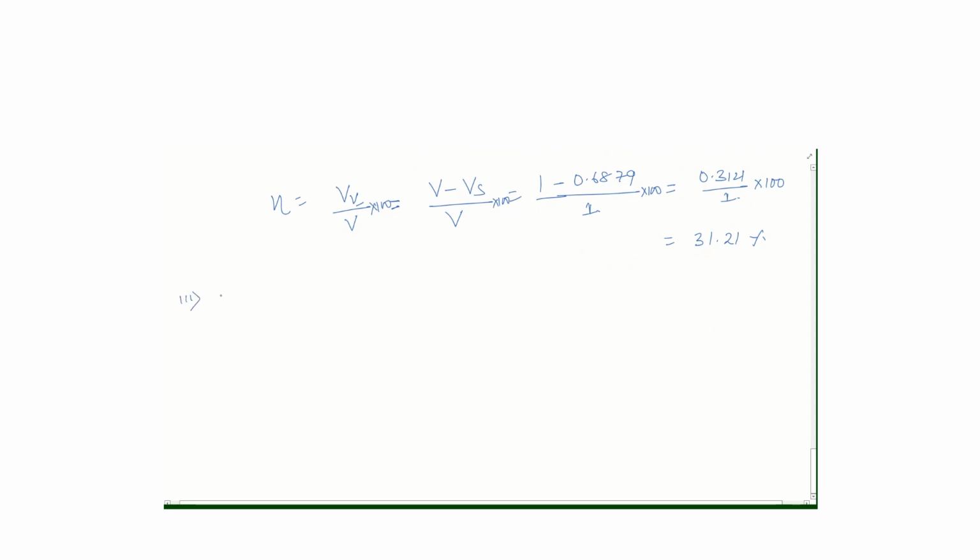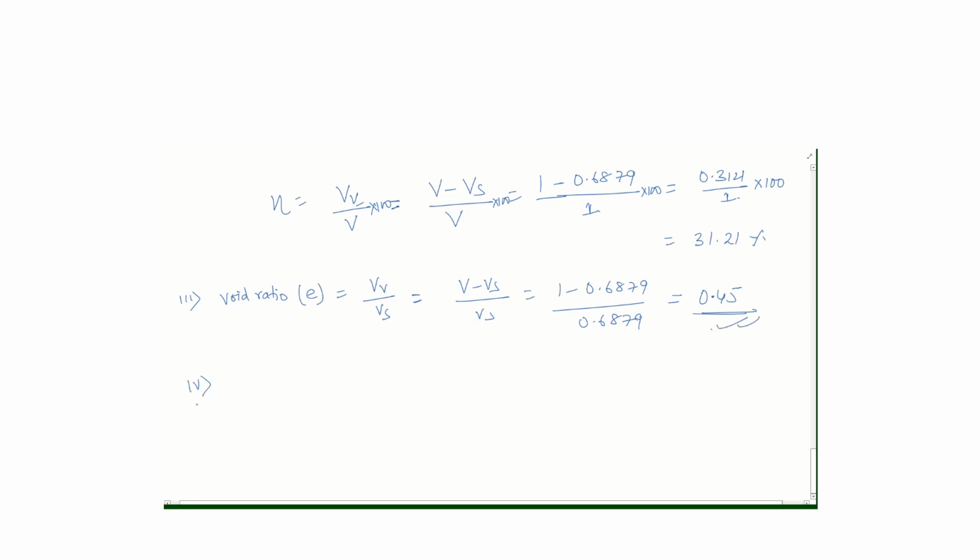Third part, we have to determine the void ratio. The void ratio is represented with e, and this is nothing but volume of voids by volume of solid. All the data I have calculated. What is the volume of voids? This is nothing but V minus Vs by Vs, and this is 0.6879 divided by 0.6879. So the answer comes out to be 0.45. And this void ratio is expressed in decimal form, not in percentage. So this is the correct one.